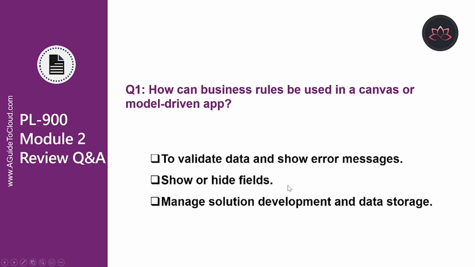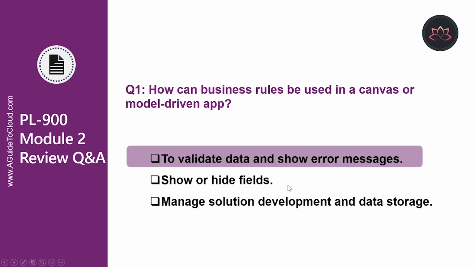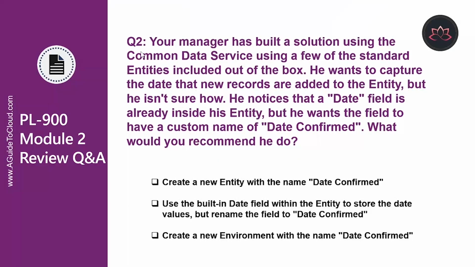Definitely not. So the correct answer is to validate data and show error messages. Validating data and showing error messages are one of the functionalities available in both Canvas and model-driven apps via business rule. Let's look at question number 2.